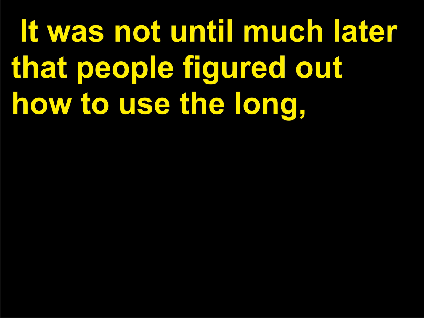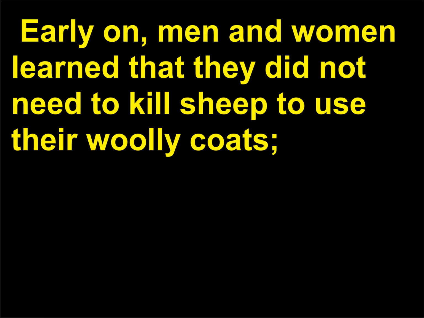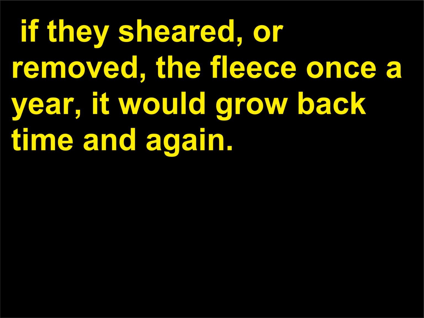It was not until much later that people figured out how to use the long, curly hair, or fleece, of some sheep to make thread and weave it into cloth. Early on, men and women learned that they did not need to kill sheep to use their woolly coats. If they sheared, or removed, the fleece once a year, it would grow back time and again.